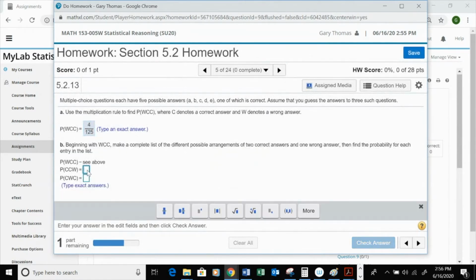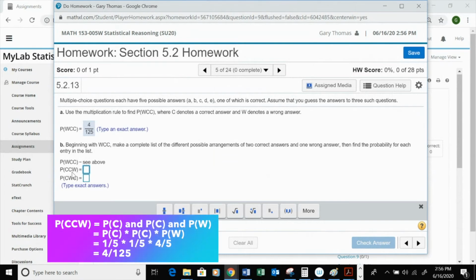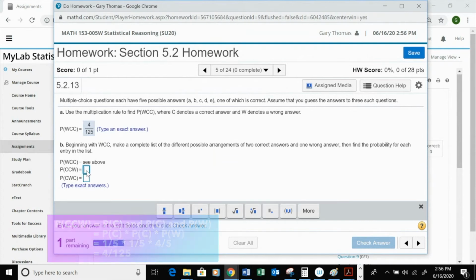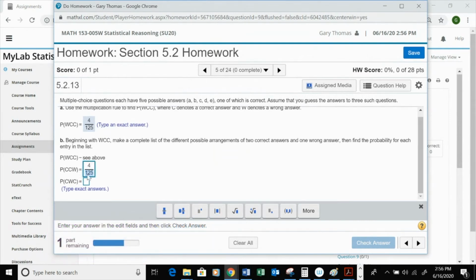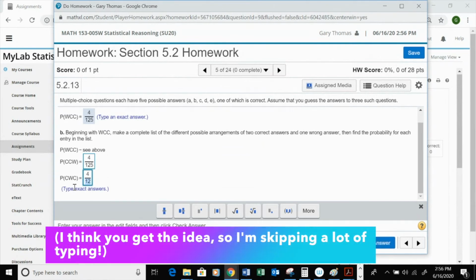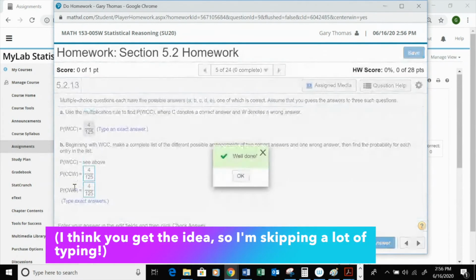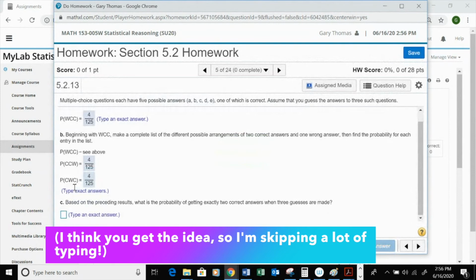Well, suppose instead of getting the first one wrong and the second 2 correct, suppose I got the first 2 correct and the third one wrong. Well, then it's 1/5 times 1/5 times 4/5. Wait, this is the same thing. It's just in a different order, isn't it? Yeah, exactly right. You're thinking. So 4 over 125, and then what's the probability that you get the first correct and the middle one wrong and the third one correct? It's the same thing again for the same reason. And it still seems to like me.